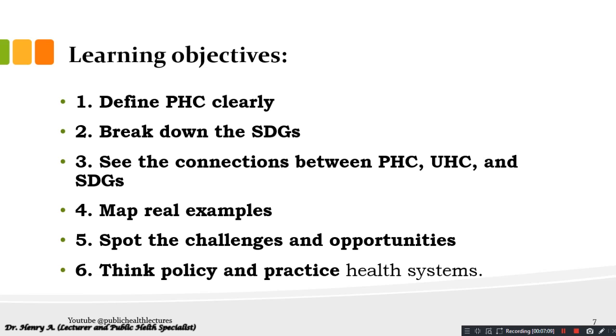Here you will be able to identify the synergies where they support each other. You will also see the tension where they clash, and then you will see the trade-offs where we must choose the priorities when trying to align the PHC, the UHC and the SDG strategies. Finally, think policy and practice. Here, we will be equipped to suggest practical strategies and policy levers to make sure that the PHC, the UHC, and the SDGs are better aligned in real-world health systems.